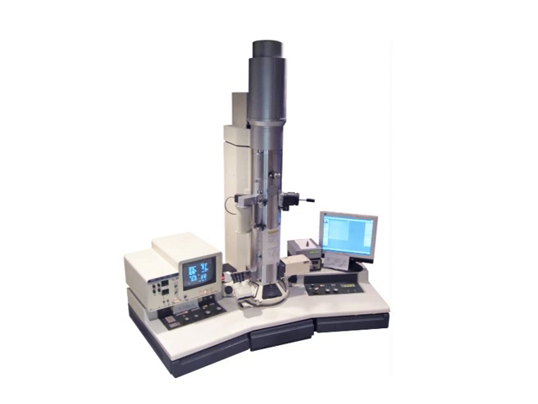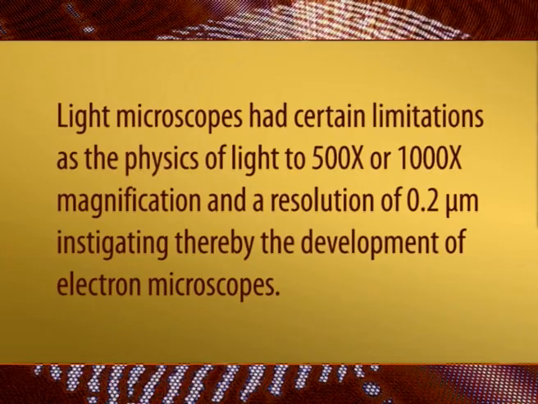Electron microscopes are scientific instruments that use a beam of extremely energetic electrons to study objects on a precise scale. This examination can produce information about the topography, morphology, composition and crystallographic information about the object. Light microscopes had certain limitations, as the physics of light limits them to 500x or 1000x magnification and a resolution of 0.2 micrometer, instigating thereby the development of electron microscopes.